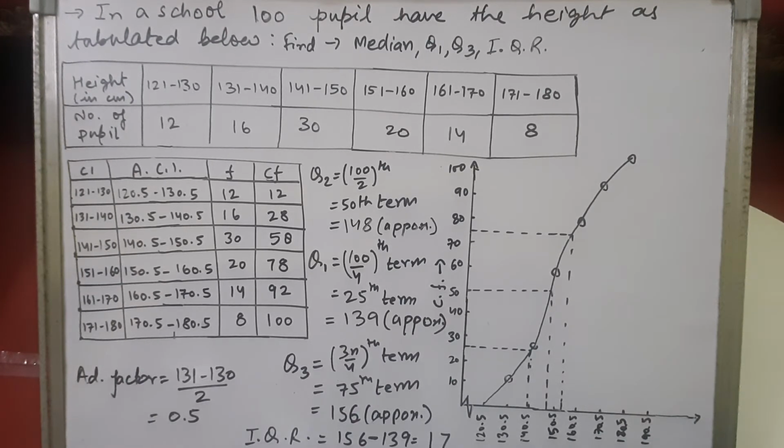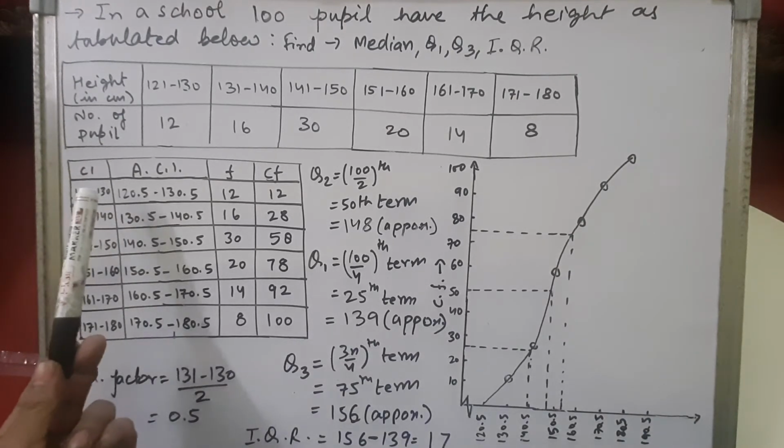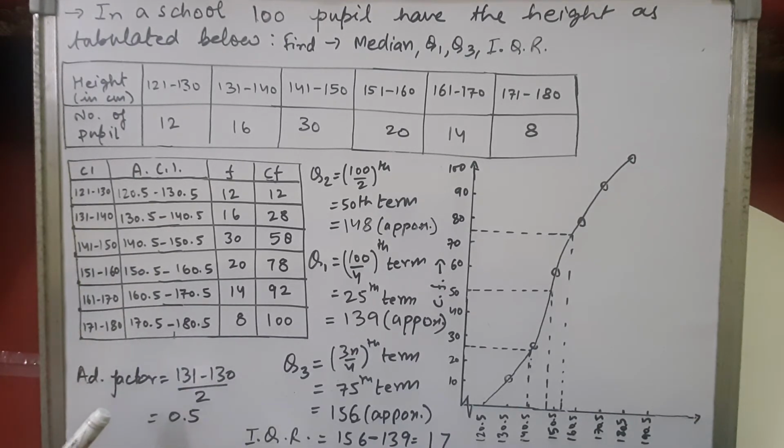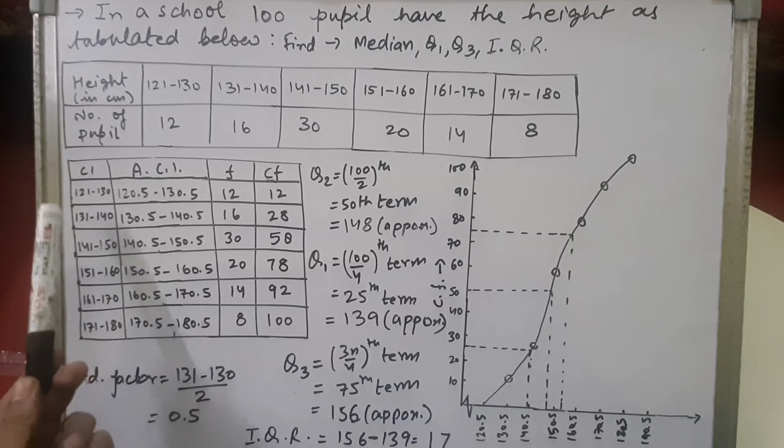So for calculating the median of the grouped data, we have to draw the cumulative frequency curve. For drawing the cumulative frequency curve, we need to convert the discontinuous data into continuous data. You can see here the lower limit of the second class is not equal to the upper limit of the first class. So we are going to find the adjustment factor by dividing the lower limit of the second class minus upper limit of the first class upon 2, that will be 0.5. For converting the discontinuous to continuous data, we'll subtract this adjustment factor from the lower limit and add it to the upper limit.